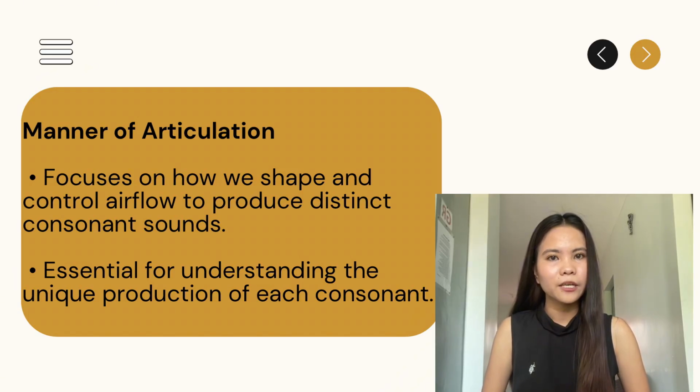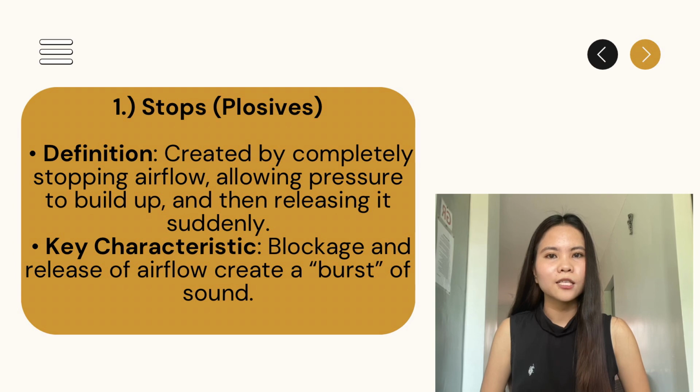Let's begin by exploring the main categories of manner of articulation, starting with stops, also known as plosives. Stops occur when we completely block the airflow at some point in the vocal tract, allowing pressure to build up. When we release the obstruction, the air bursts out, creating this sound. So, these sounds are formed by completely stopping the airflow, building up pressure, and then releasing it suddenly.